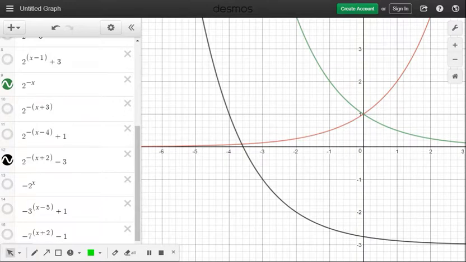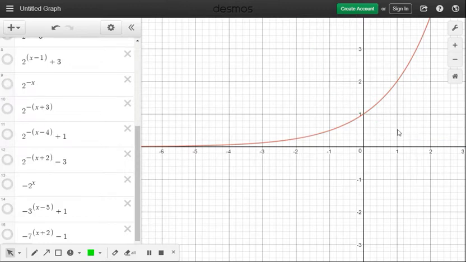If the number is with the x, it's going to be left or right. If it's after the x, it's going to be up or down. This time, it has a negative outside on the x, so that means it's going to be a reflection over the y-axis. So again, to review with this example, 2 to the power of negative x plus 2 and then minus 3. Plus 2 means that it shifted 2 units to the left, and then the minus 3, it went down 3 units.